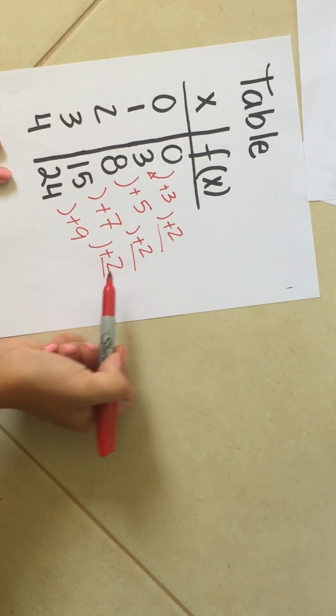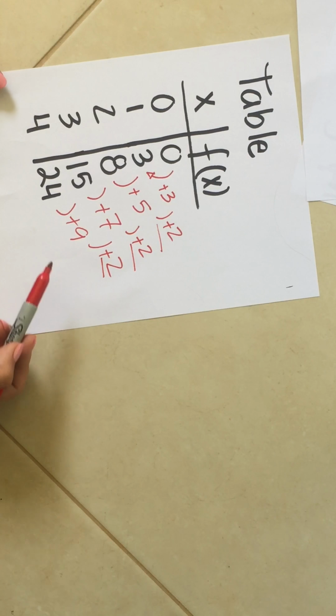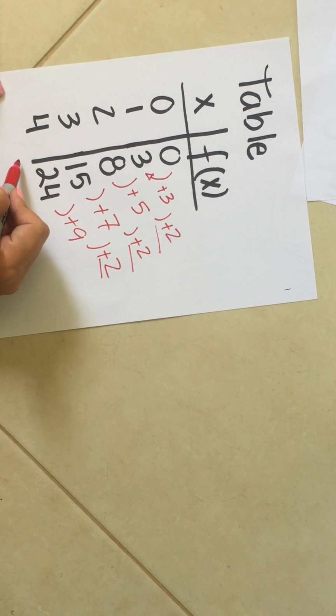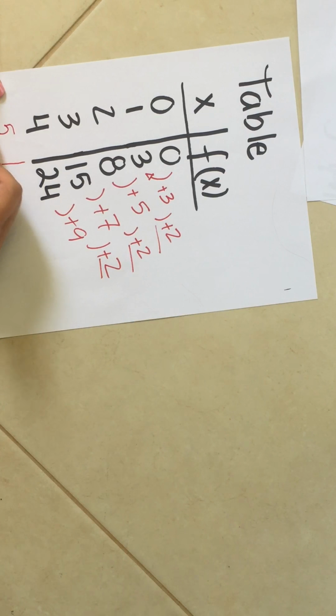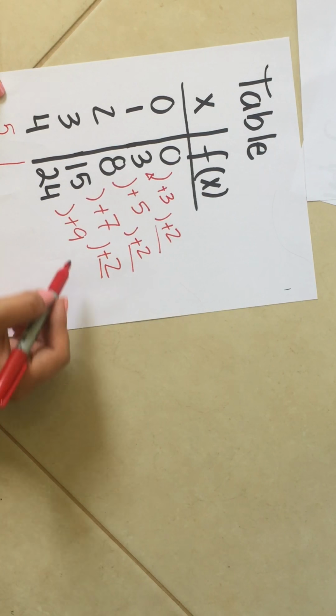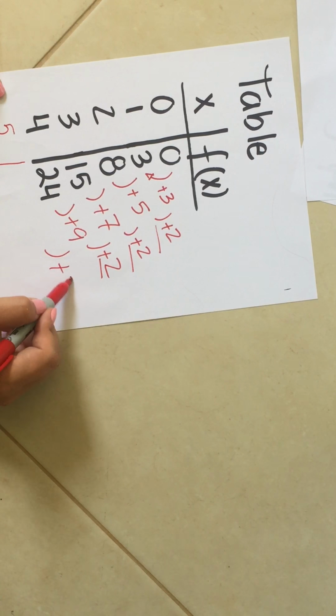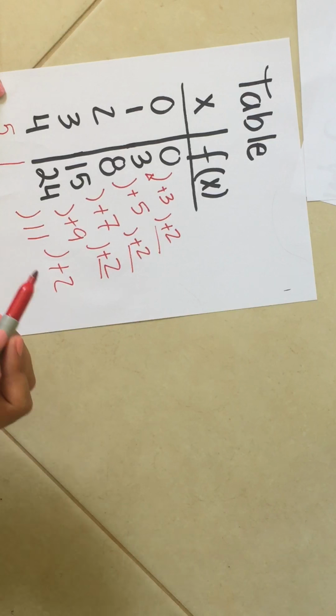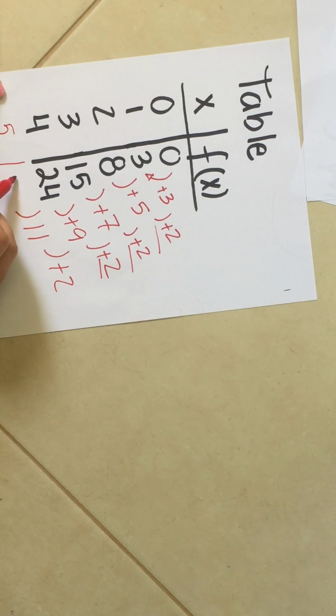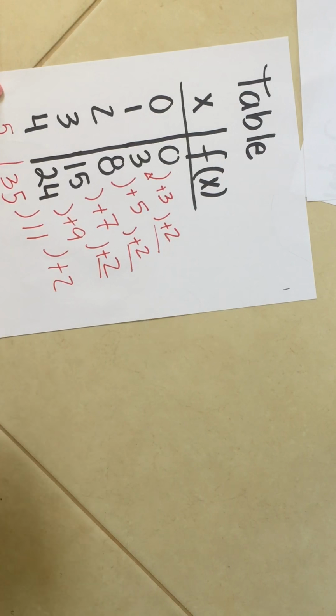And with that pattern, we can find the further pattern of the table. So if we want to find it for 5, we could just go 9 plus 2, which is 11, and 11 plus 24, which is 35.